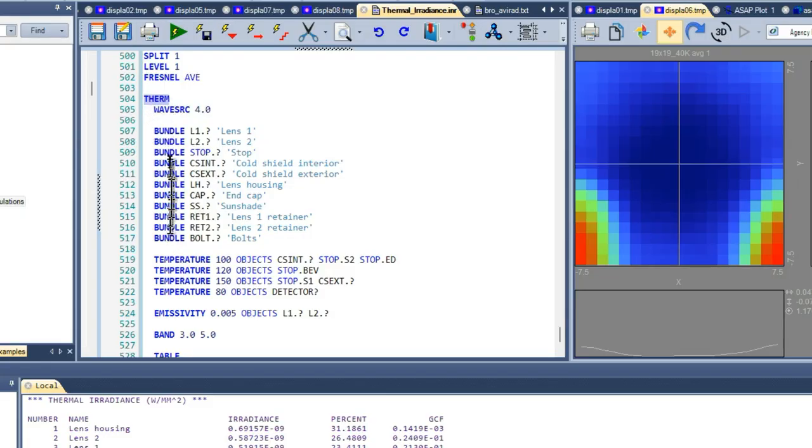Bundle is what makes those groups of objects at a higher level name, so we can take all of the surfaces of lens 1 and group them together using the bundle command for lens 2, for the cold shield interior and exterior, and so on, so that they're reported in the thermal irradiance output by those bundles. We can set the temperature of individual objects individually or by wildcard. Emissivity, the same thing. We can set an emissivity if the default emissivity is not appropriate.